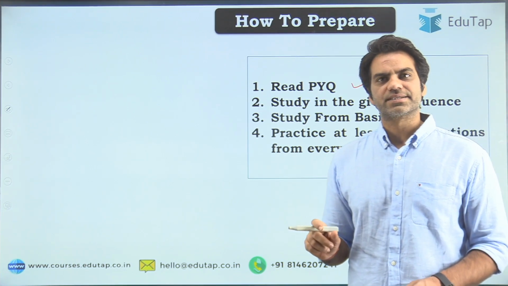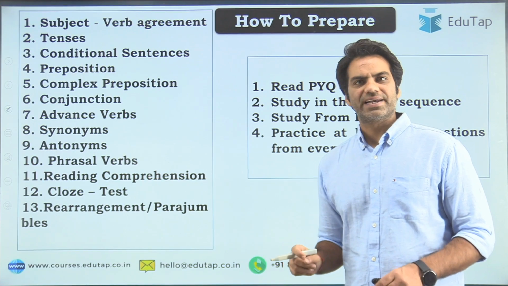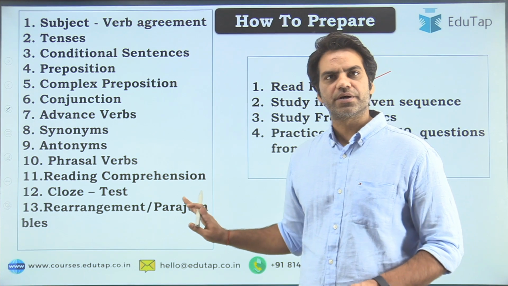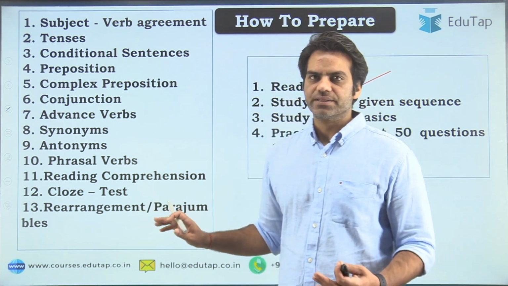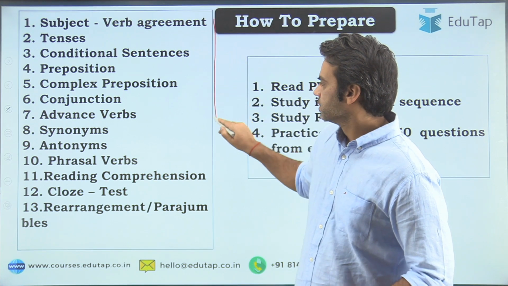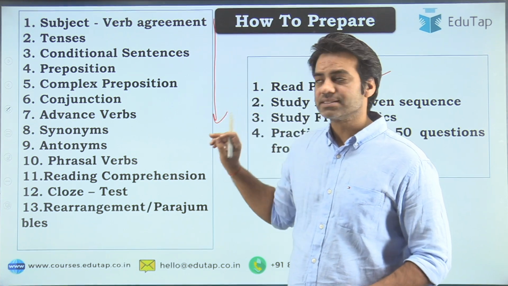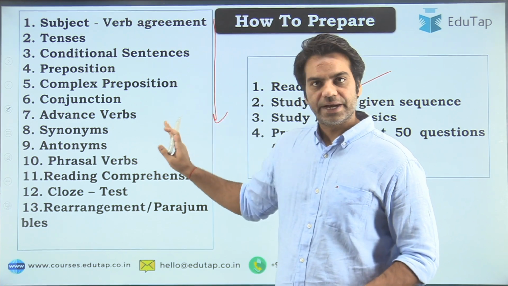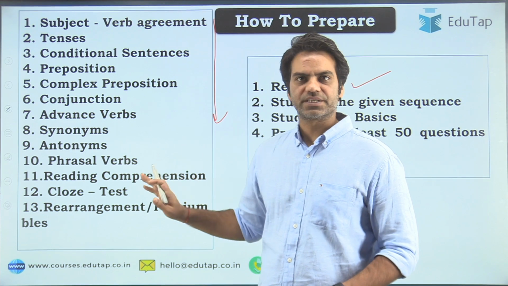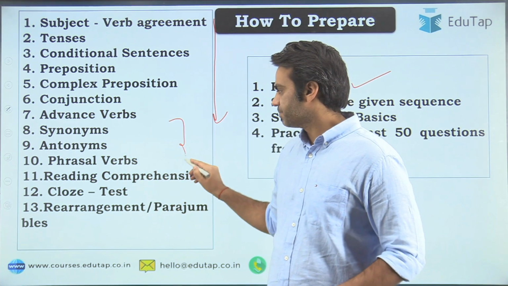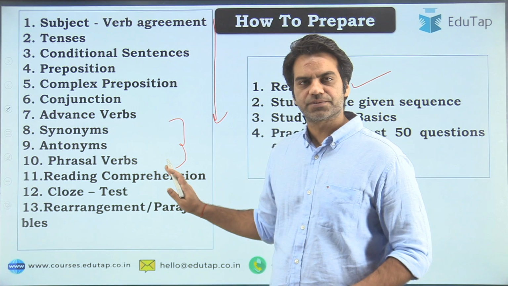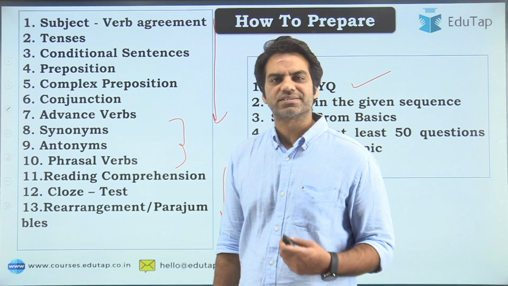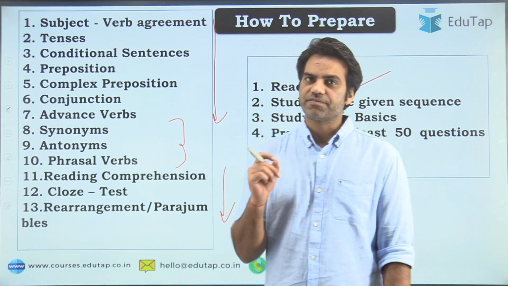Now there are certain selected important topics that I wanted to highlight for you. So start in this sequence, so that you can brush up on your concepts, you can brush up on your basics, and you can perform well in this. So ranging from your grammar topics, starting from subject-verb agreement, tenses, conditional sentences, preposition, complex preposition, conjunction, advanced verb. These are important topics for your grammar section. Then there are vocabulary-based topics, synonyms, antonyms, phrasal verbs, which are important. And then there are comprehension topics like reading comprehension, closed test, rearrangement, parajumbles. So these are very important for your exam.